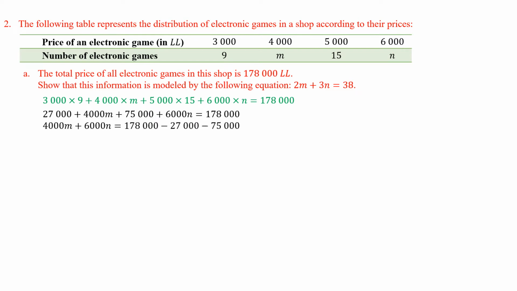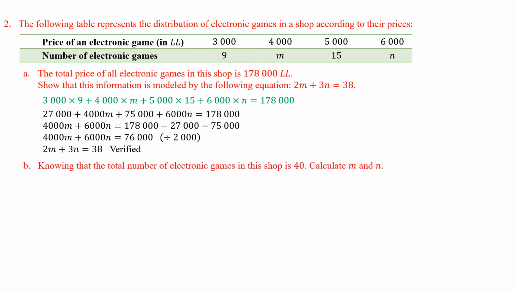We keep the variables that are 4,000 m and 6,000 n on the left side, and we move 27,000 and 75,000 to the right side of the equal sign. Then we get 4,000 m plus 6,000 n equal to 76,000. We divide this equation by 2,000, then we get the equation 2m plus 3n equal 38, and this equation is verified.